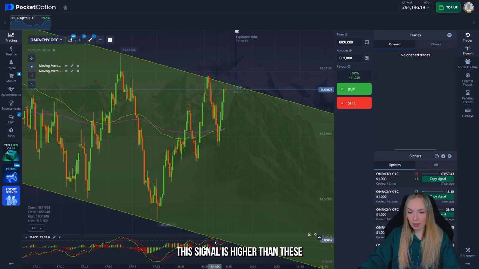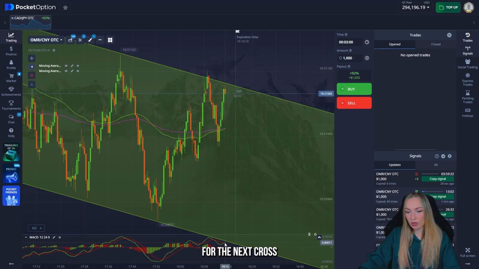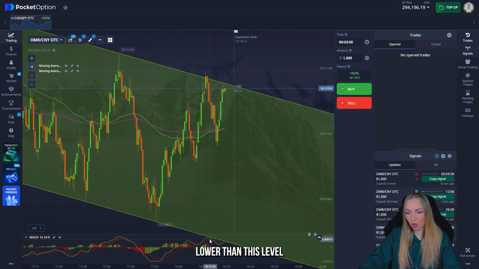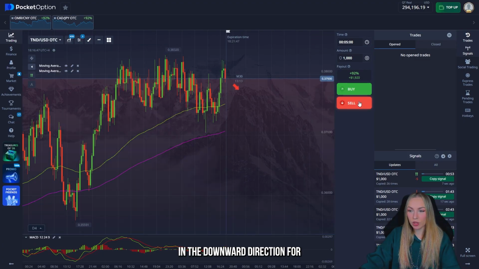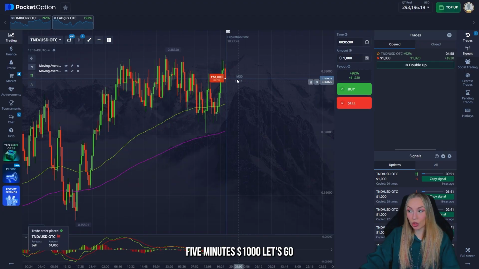This signal is higher than this, so it looks like the price can still go down. So we need to wait for the next cross of the moving averages lower than this level, and then we can enter, because this is also a false signal. So let's wait. On TND USD just formed a signal to enter in the downward direction for 5 minutes, $1,000.